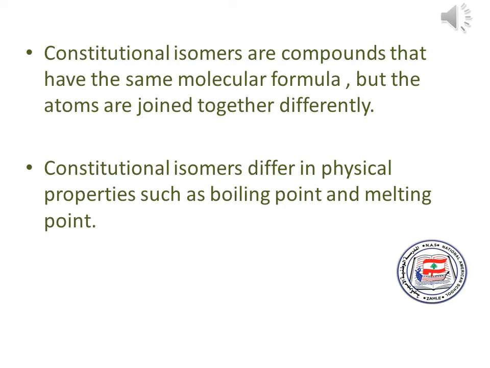Butane and 2-methylpropane represent a category of isomers called constitutional isomers. Constitutional isomers are compounds that have the same molecular formula, but the atoms are joined together differently. So they differ in physical properties such as boiling point and melting point. In general, the more highly branched the hydrocarbon, the lower the boiling point of the isomer will be compared with less branched isomers.